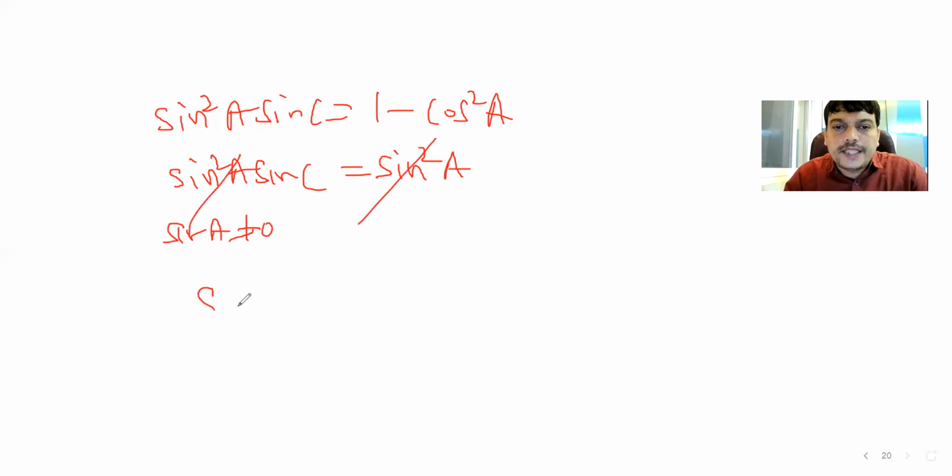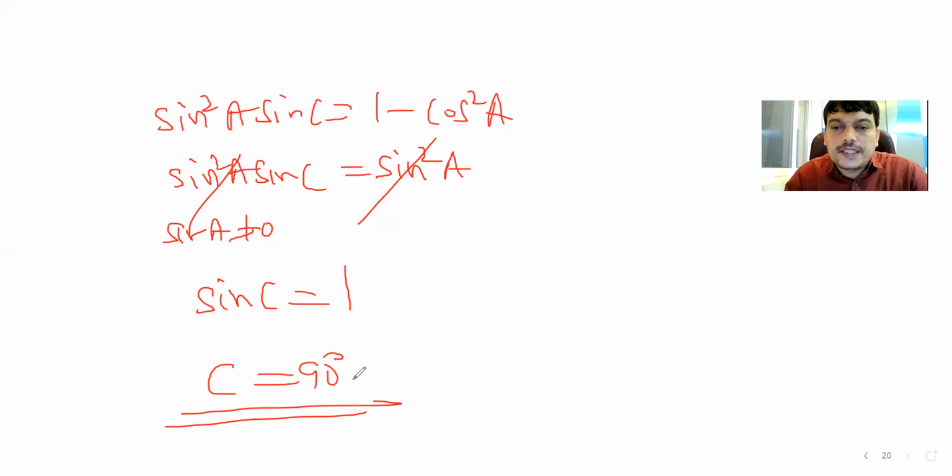So then you will be getting sin C equal to 1. So sin C equal to 1 happens when C equal to 90 degrees. So we can therefore say that angle C is 90.